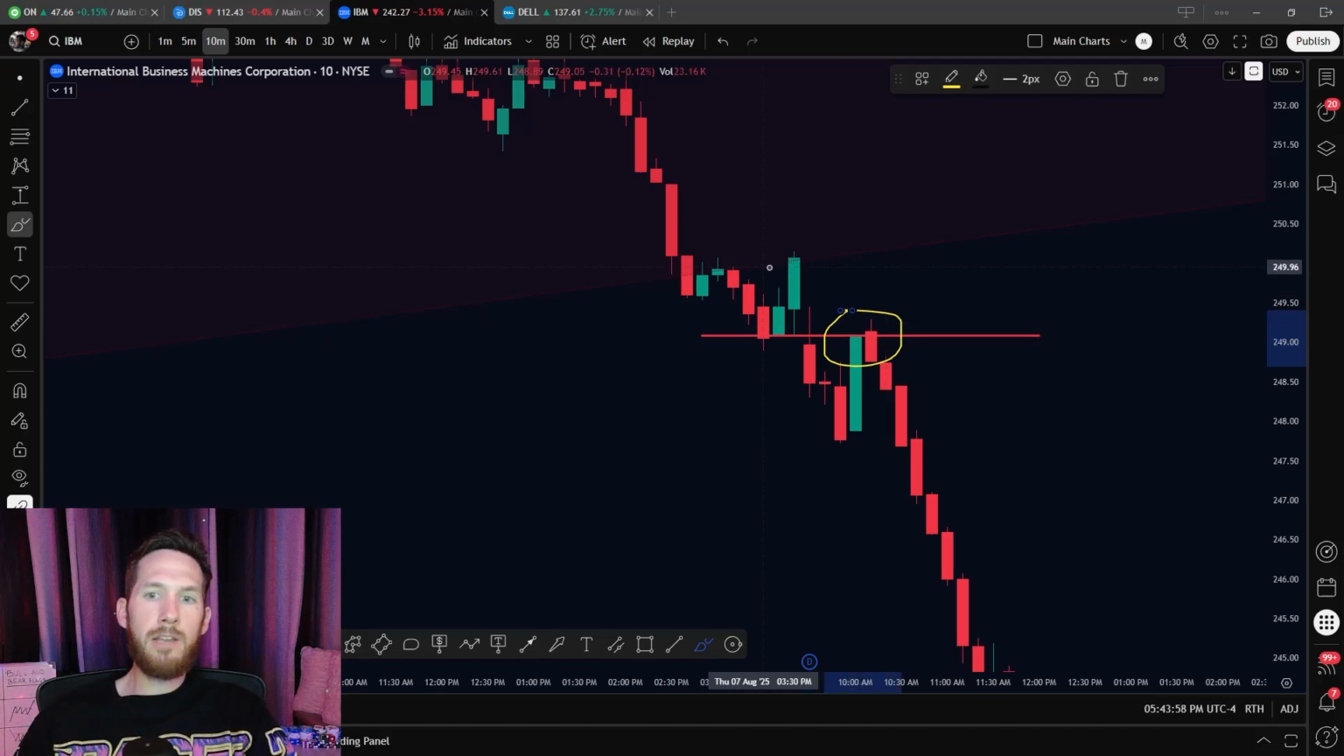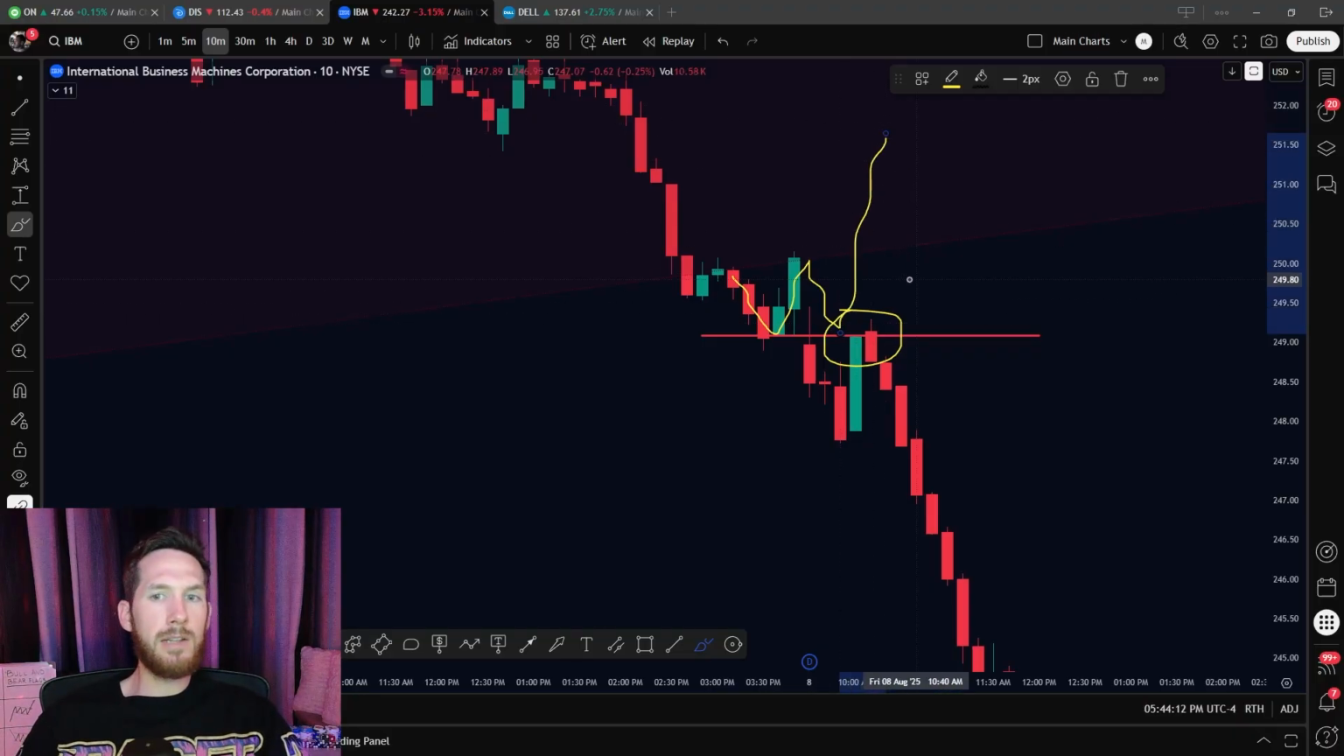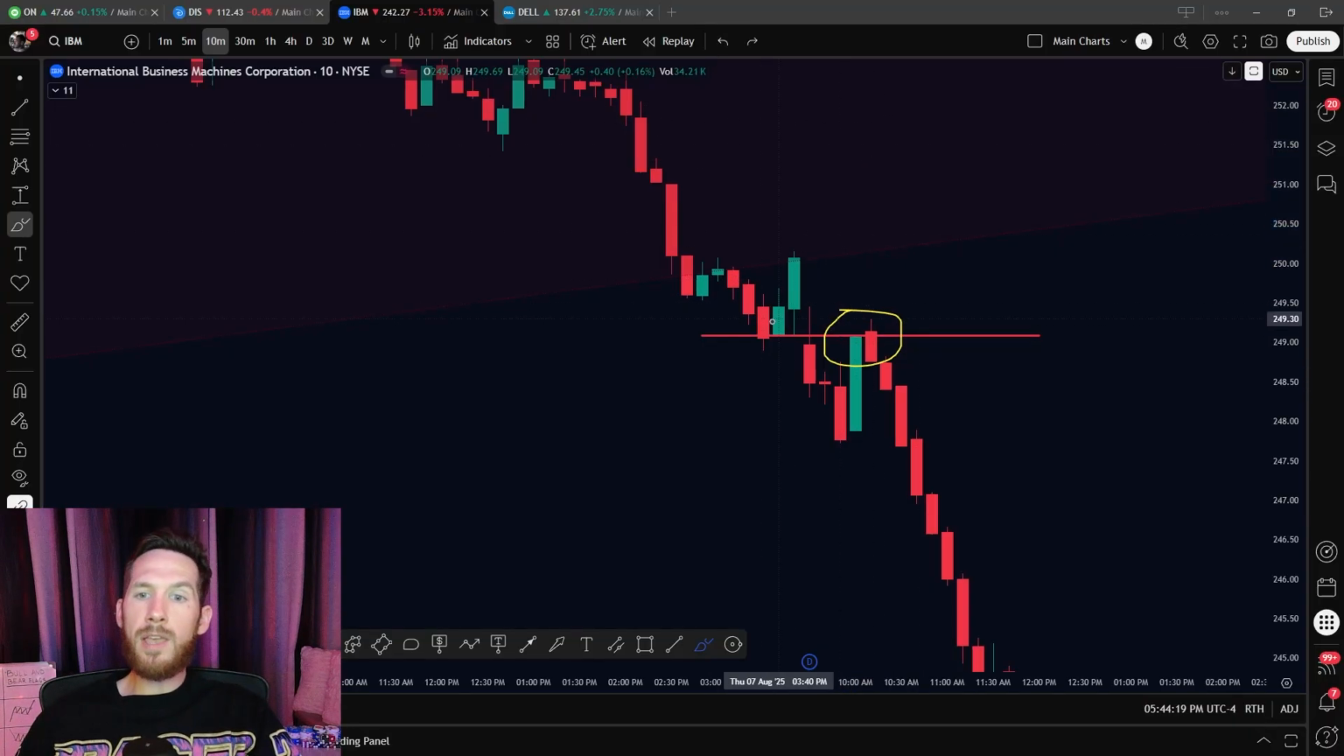So, again, if this pattern was going to fail, we might have seen something like this. And then it would have come down here and tried to make new lows, but failed, and then broken back up into the pattern. So we could have seen something like that. So this is why I would wait until these lows are broken and then enter on a retrace here.